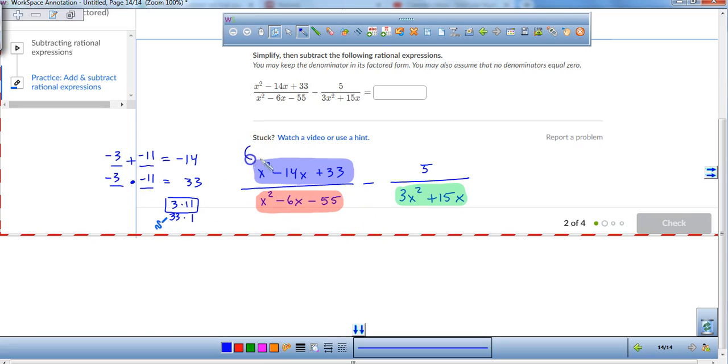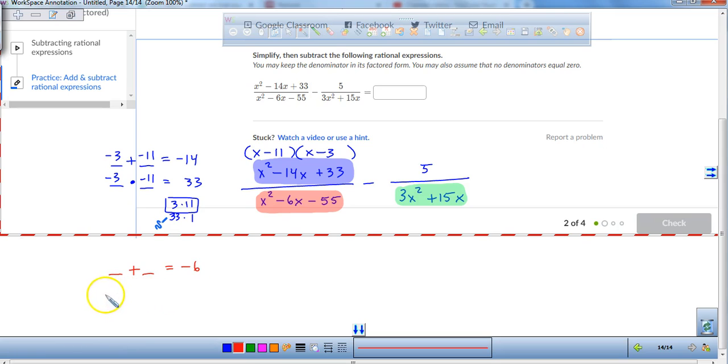Alright, so this factors, I'm going to put it right up here. This factors to x minus 11 and x minus 3, because these add up to negative 14, but they multiply together to equal positive 33. Now we go to the red one here, looking for 2 numbers that add up together to equal negative 6, but 2 numbers that multiply together to equal negative 55.